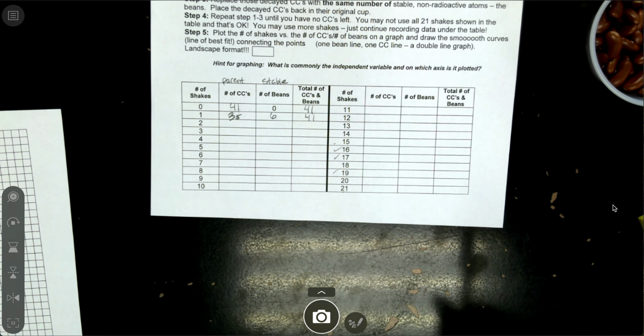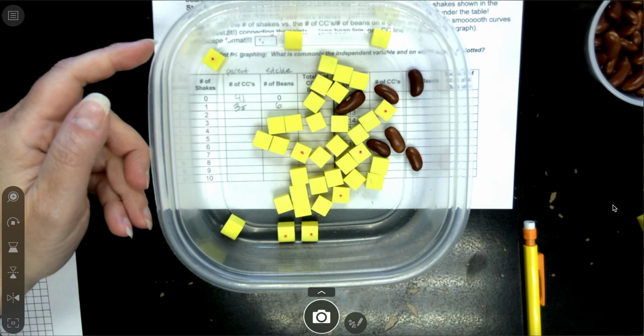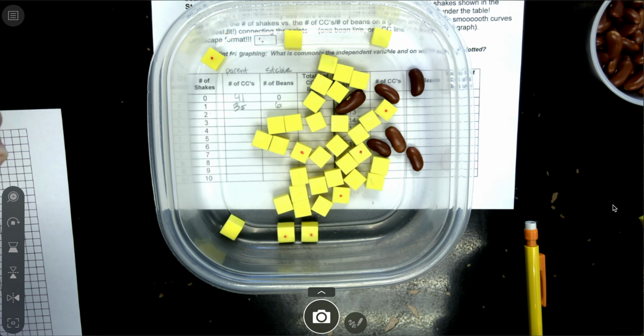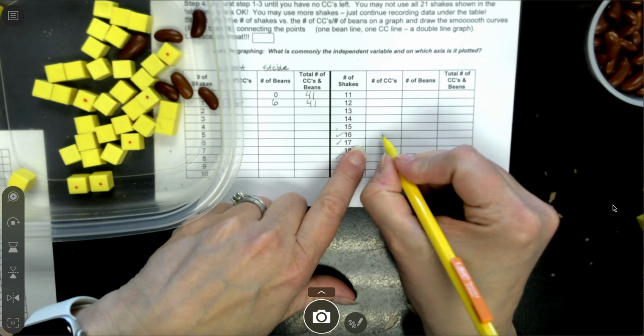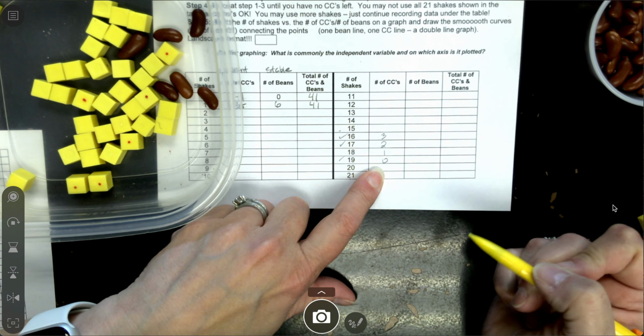Now, when you get to the end and there's only maybe 3 left, they could be really stubborn. They might not want to flip. If you have 3 left, feel free to do 3, 2, 1, 0, and then just replace them with beans.